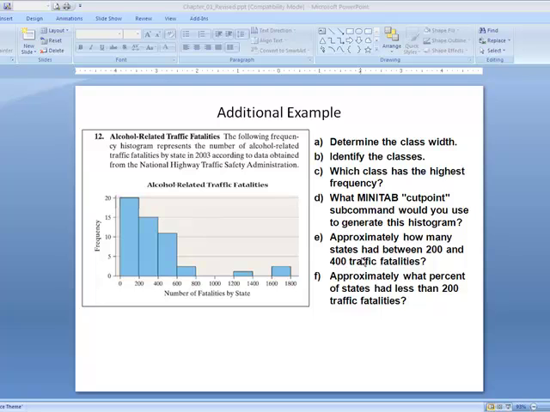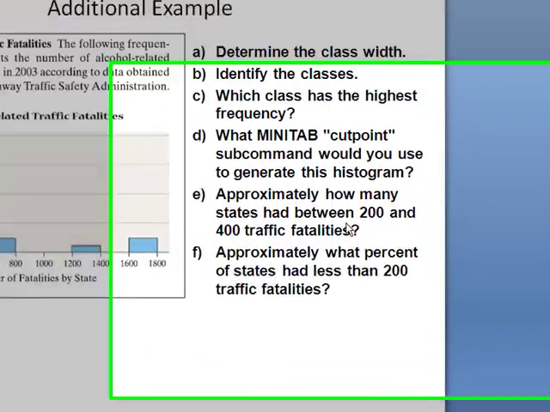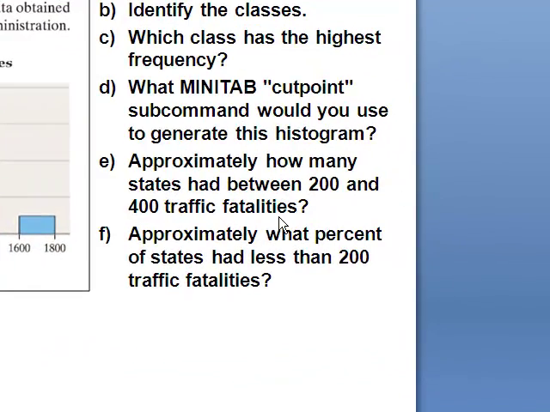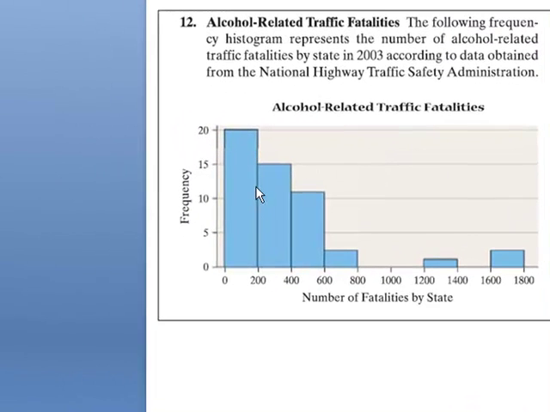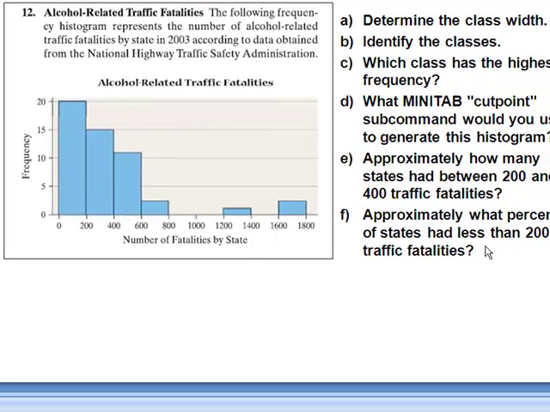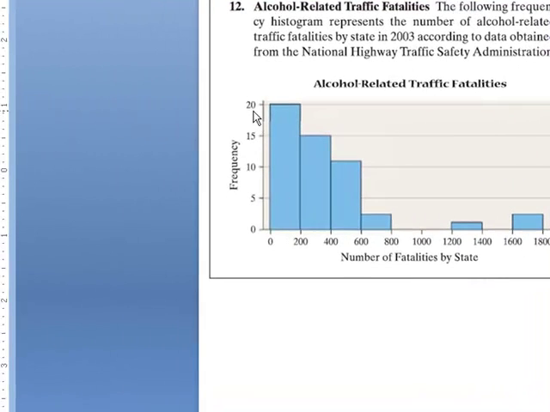actually creating these histograms. So approximately how many states had between 200 and 400 fatalities, not including 400? So you'd say it would be this one right here, and we would say 15 states had between 200 and 400 traffic fatalities, not including 400. Approximately what percent of states had less than 200? Well, less than 200, there's 20 out of the 50 states, and that's how you would determine the percent. You do 20 divided by 50, or 40%.